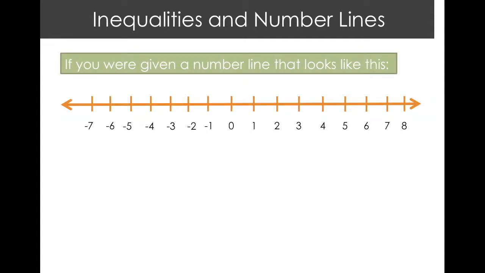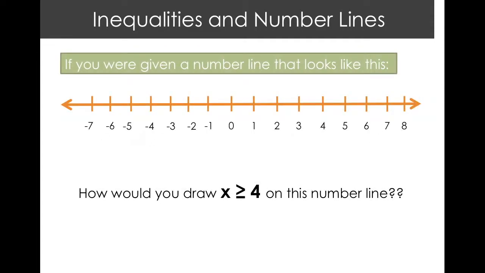If you were given a number line that looks something like this, how would you draw x is greater than 4 on the number line? Here is where 4 is. And I know that x has to be greater than or equal to it. So by drawing it on my number line, I would add this little arrow that tells me that basically any number from 4 onwards would make x true.